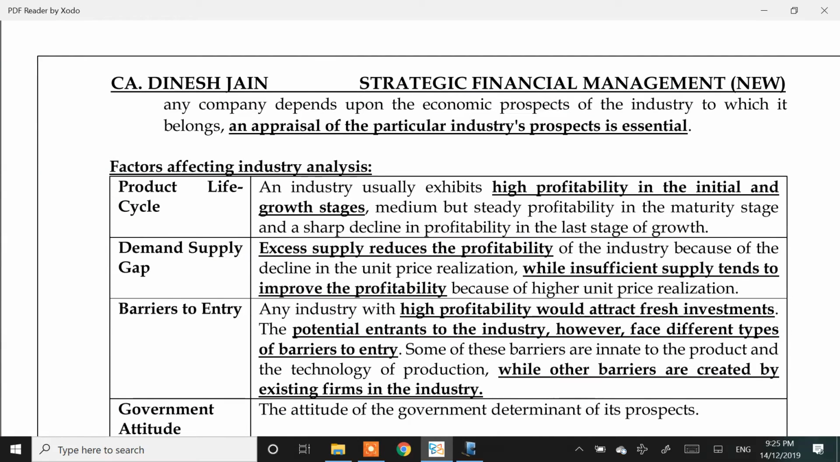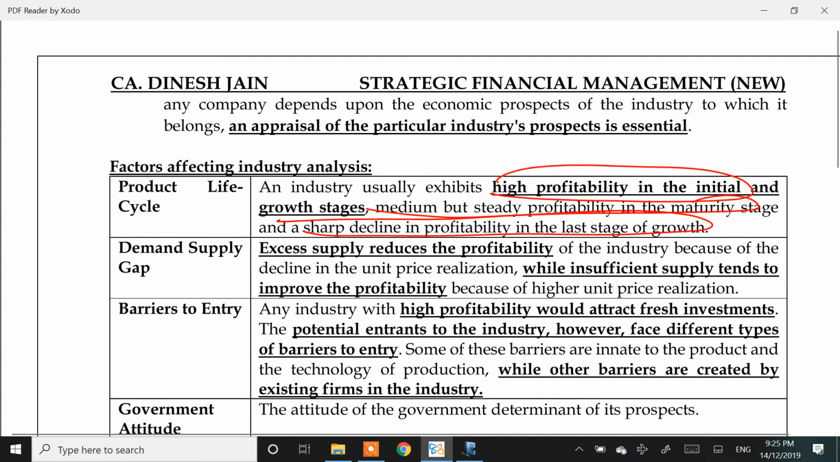So product life cycle is going through industry growth, maturity and decline. So you will have to understand which phase the industry is in, and that will help you in analyzing the growth of the industry. So it can be high profitability in the initial stage, medium in the maturity, and a sharp decline in the last stage. An example, if you take cameras, they were having a very good demand maybe 10 years back. The moment mobile phones came in, the demand for cameras has been consistently coming down, and now the demand for cameras has become very low because cameras had reached a decline stage in the industry. So certain industries could be in the growth stage, certain industries could be in the introduction stage, certain industries could be in the maturity stage, and certain can be in the decline stage.